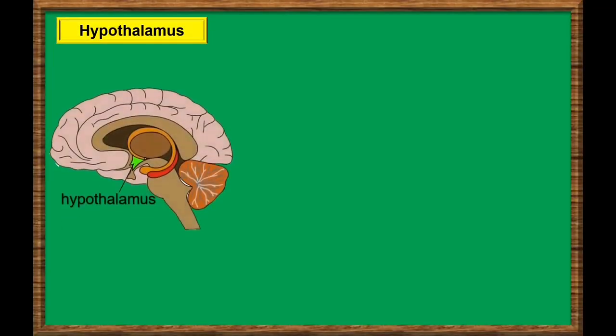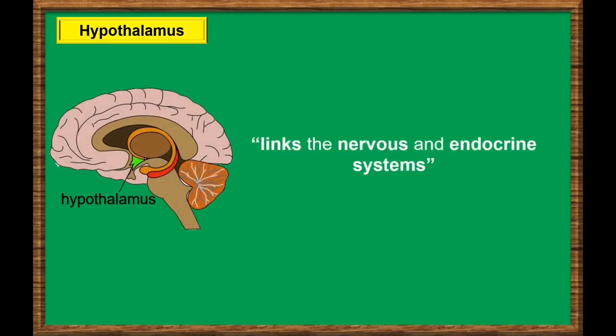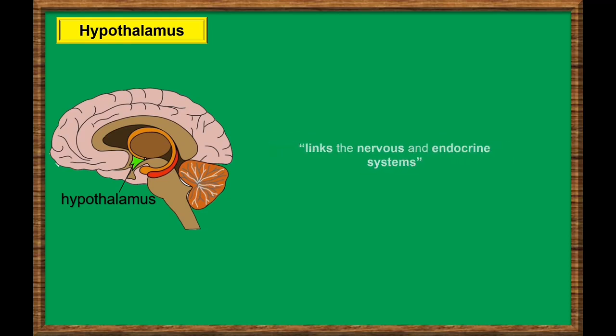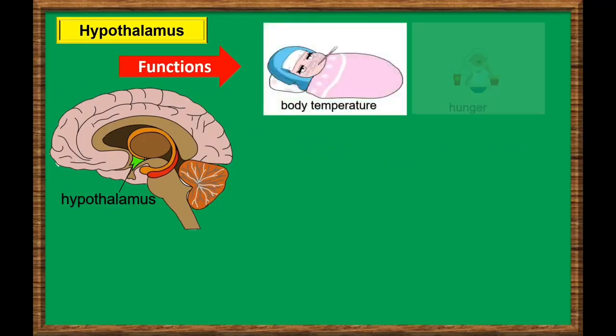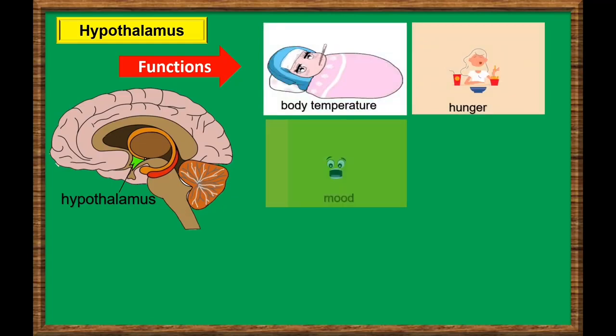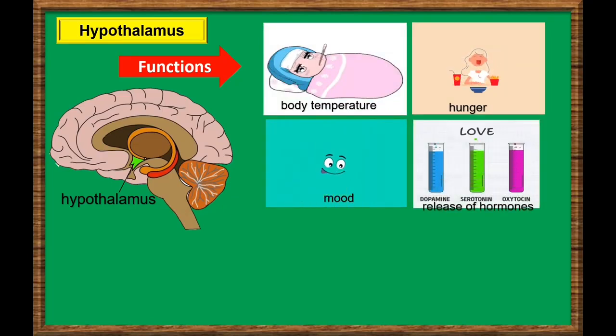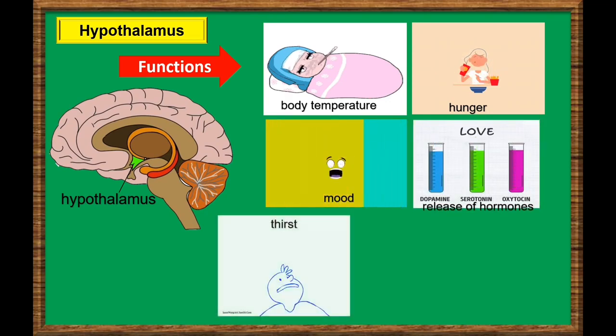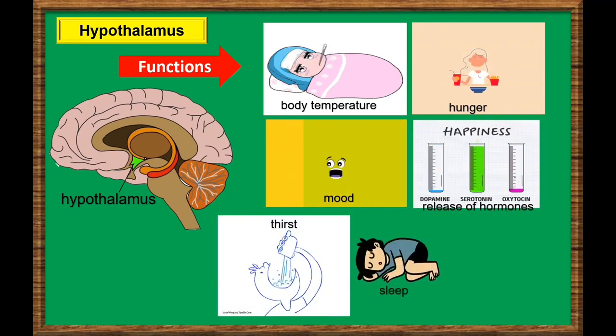The hypothalamus is a small region of the brain. It is located at the base of the brain near the pituitary gland. The hypothalamus links the nervous and endocrine systems by way of the pituitary gland. The hypothalamus is responsible for body temperature, hunger, moods, and the release of hormones from other glands, and also controls thirst, sleep, and sexual urge.